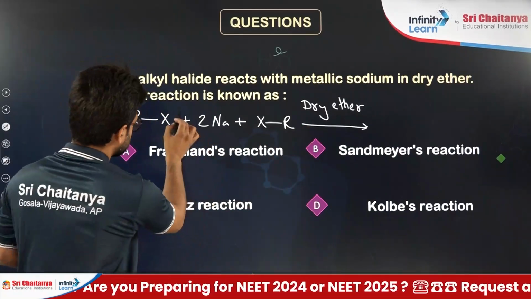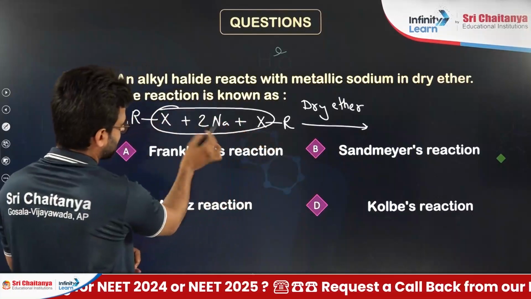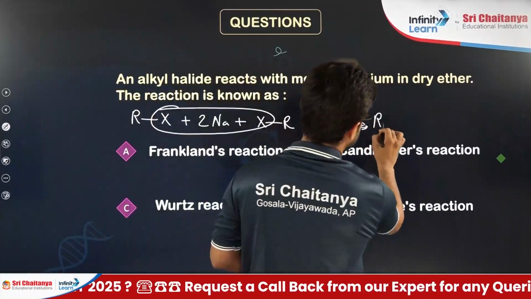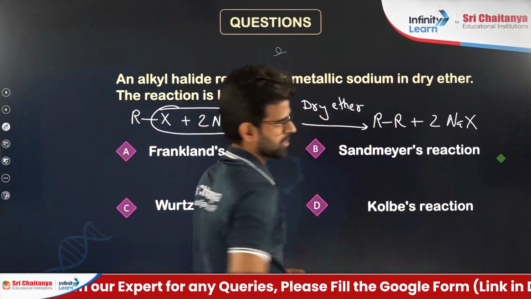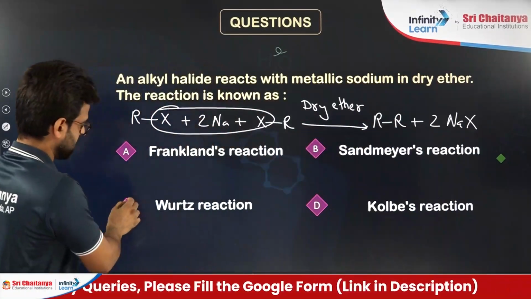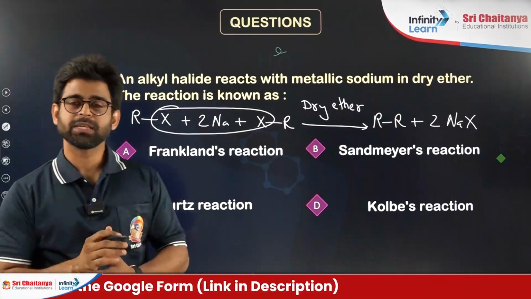So here, Na will take X, and R will combine with R. It will make R-R and 2NaX. This is Wurtz reaction. Very important reaction. Wurtz reaction, one or two points about Wurtz reaction.